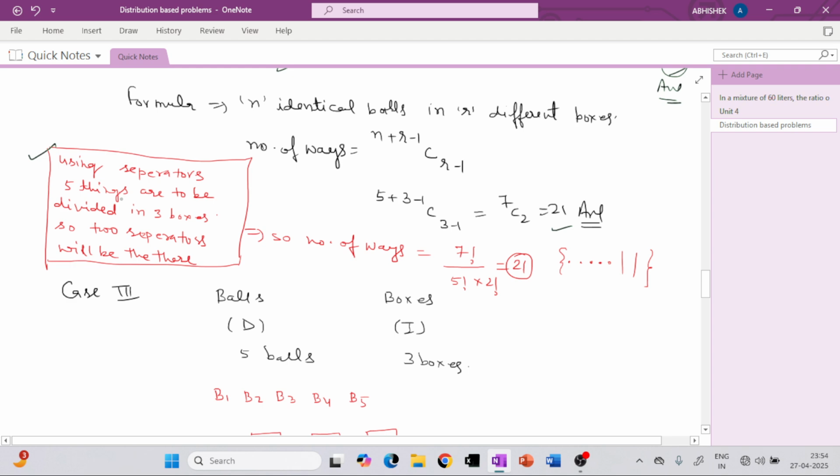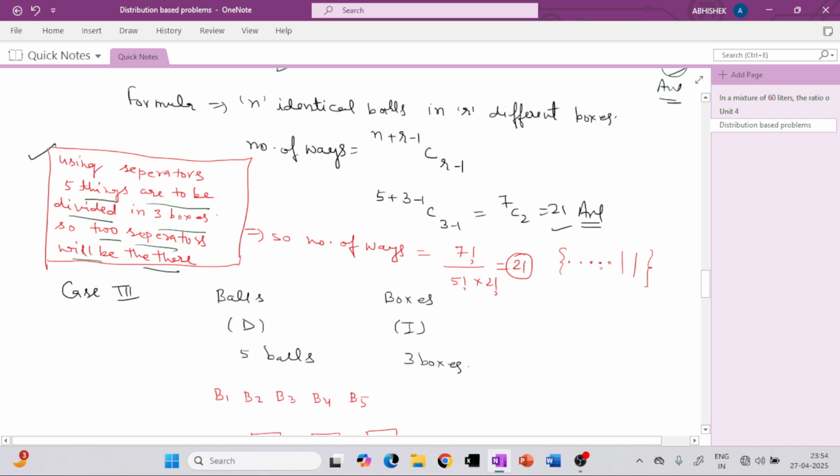Five things are to be divided in three boxes, so two separators will be there. Why? Because we have to divide things in three parts. If you want to divide anything in three parts, two cuts will be required. So two cuts means two separators are required.